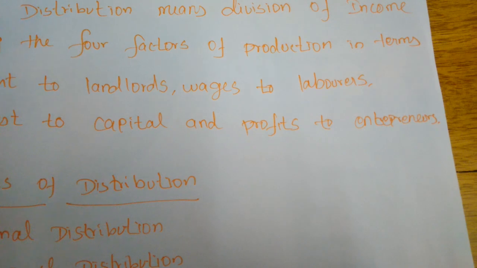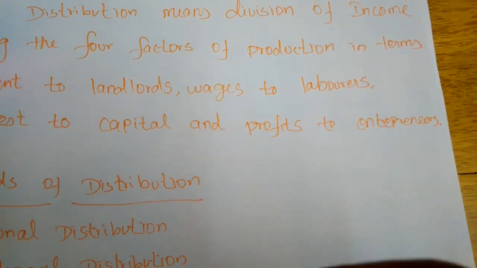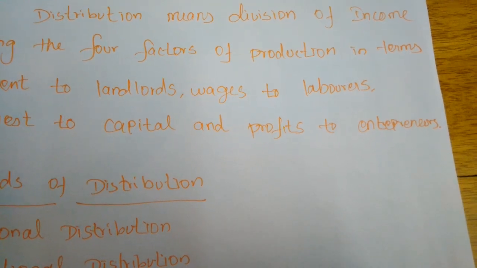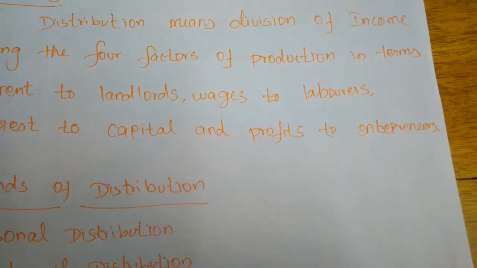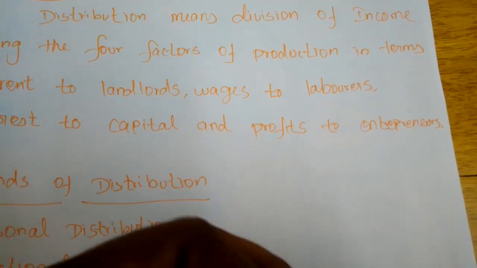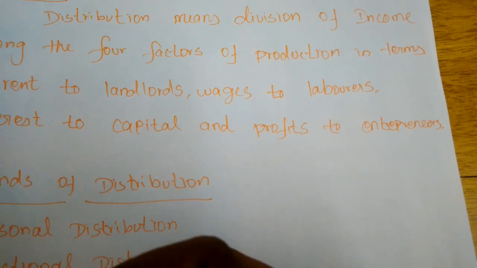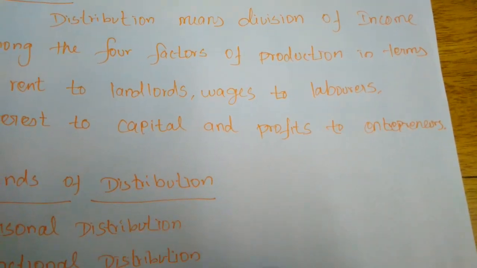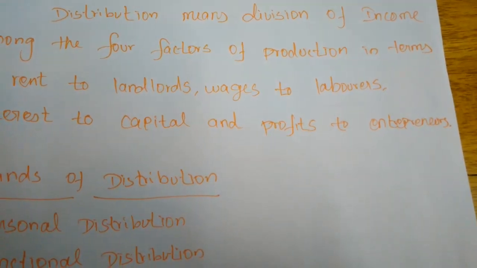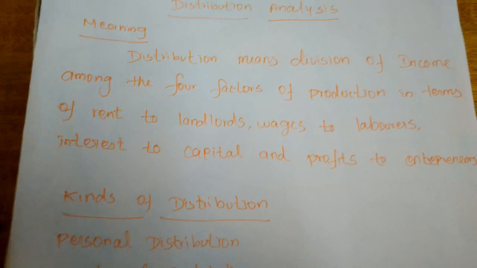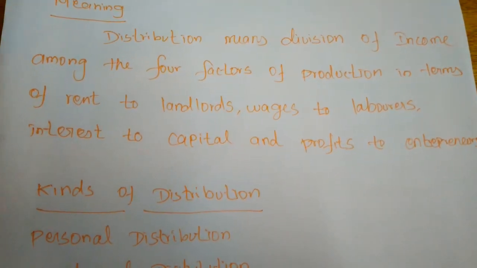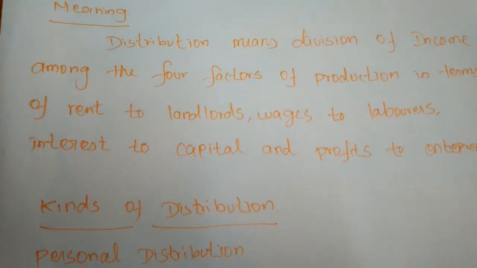The entrepreneurs are the organizers. After producing any commodity, it has to go to the market by way of commercial organizations or entrepreneurs. When the entrepreneurs undertake the commercial organizations, these organizations must get a profit. So the organizations get their remuneration in the form of profit. So distribution is the division of income among the four factors of production as their remunerations.